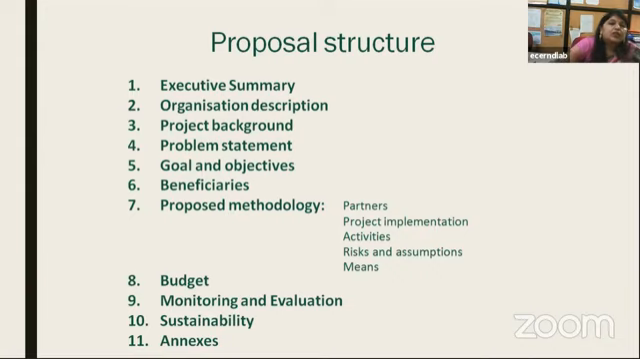So the structure should be like: an executive summary will be there, an organization description, that is our college description, we have to write, and the project background. So what will be the background of the project?